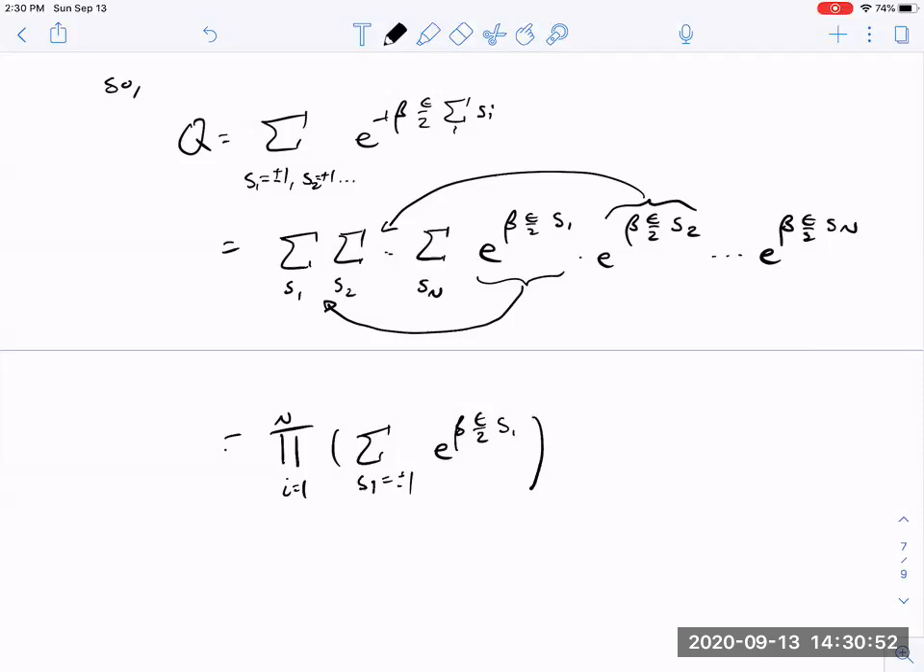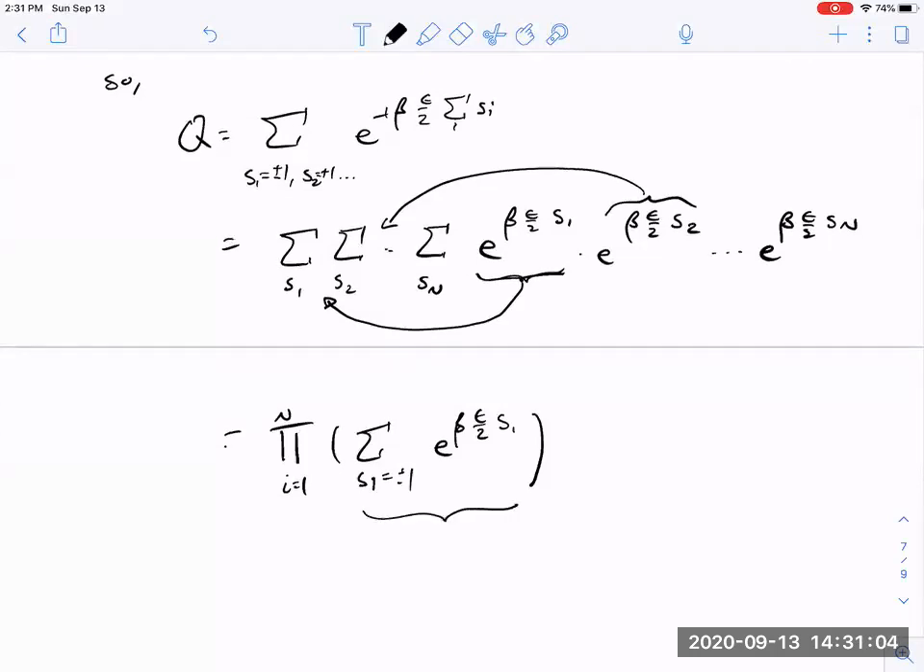So I take each one of these exponential factors, I associate with it its own sum, noting that all of those sums are going to be the same, it's just some big product. So we would identify this sum over a specific spin, the first spin, summing over all its possible states as some little q, some single spin partition function.